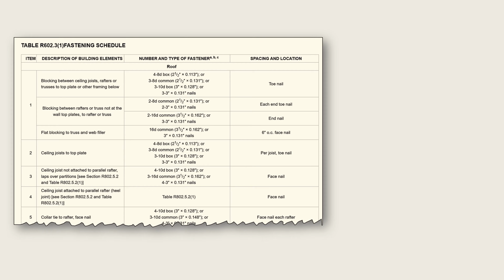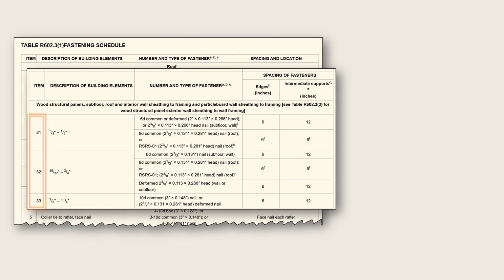The fastening requirements for the attachment of wood structural panels at the roof, floor, and walls are specified in Item 31 through Item 33 of the fastening schedule. In all cases, common nails are specified as an option for fastening, but box nails and sinker nails are scarcely mentioned. Let us look at the differences between these nail types and why builders need to keep these differences in mind when executing a project.